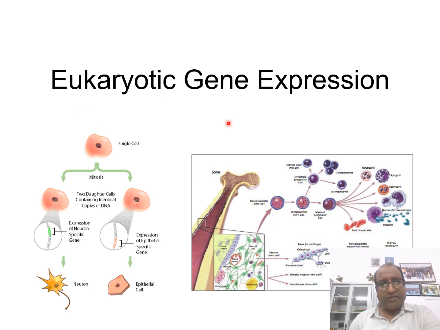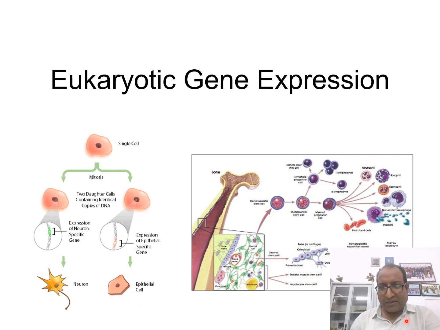So eukaryotic gene regulation, if you see, we begin from a single cell which undergoes mitosis and two daughter cells are produced. In one daughter cell, a special kind of gene is getting expressed, that is known as a neuron-specific gene. By the expression of this gene, this cell differentiates into a neuron. While the second cell expresses an epithelial-specific gene, and this cell differentiates into an epithelial cell.